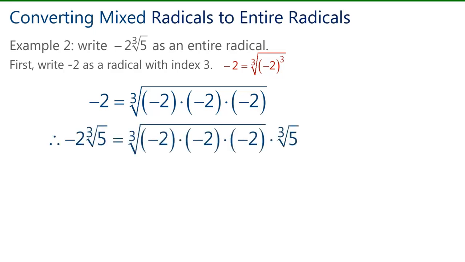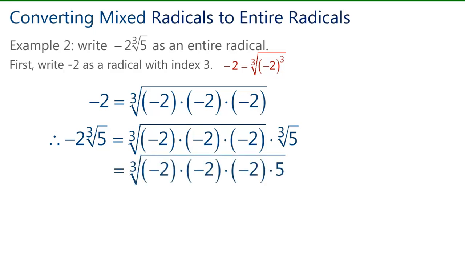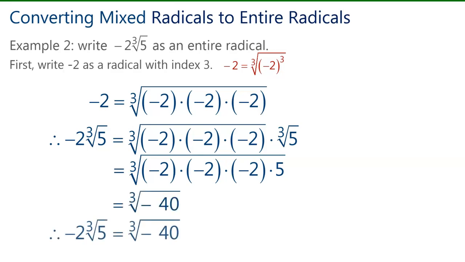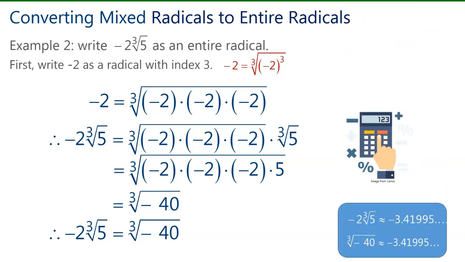So -2 cube root of 5 is the cube root of -2 times -2 times -2 times the cube root of 5, all under one radical symbol. -2 times -2 times -2 times 5, we end up with the cube root of -40. So -2 cube root of 5 is equal to the cube root of -40. We can verify this with technology, and you can see that the mixed radical and the entire radical are equivalent, and we're done.